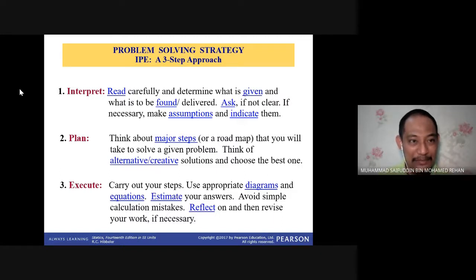Even though in the exam I will not ask you what is interpret, what is plan, right? But you have to have the ability, right?